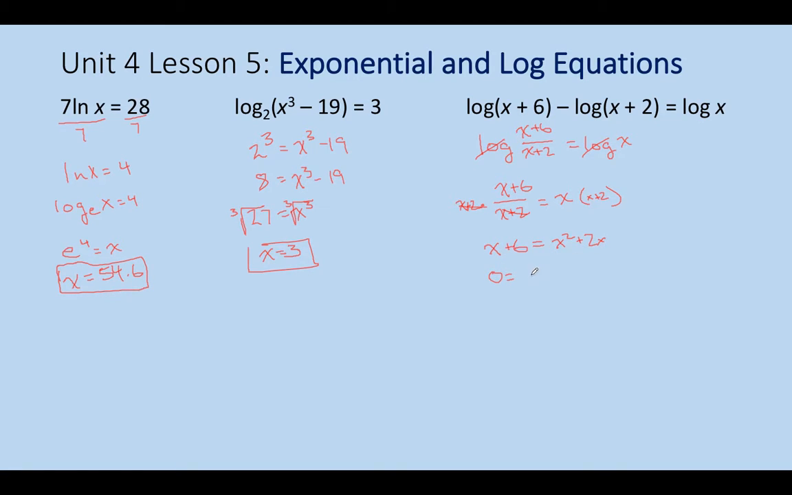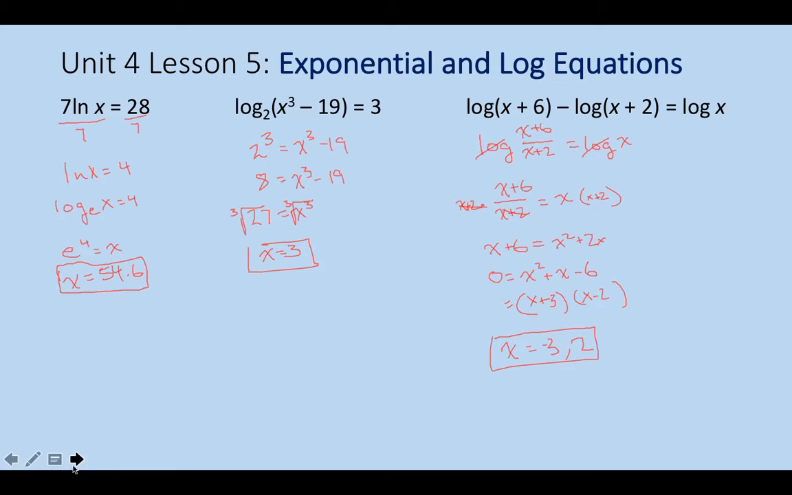So I subtract x from both sides. It leaves me with positive x, and then subtract 6 from both sides. And let's try factoring. We've got x, positive, negative, factors of 6, it would give me positive 1, would be positive 3, and negative 2. So it is factorable, and so my answers here are negative 3 and positive 2.